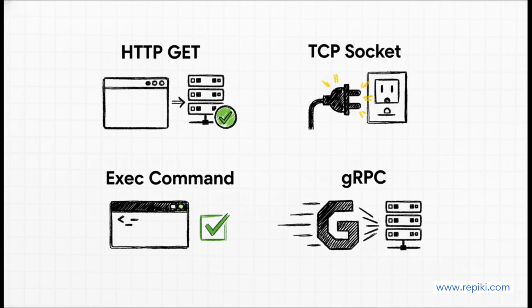A TCP Socket check is even simpler. It literally just tries to open a connection on a port. Then you've got Exec, which lets you run any command you want inside the container. It's super powerful, but can be a bit heavy. And for more modern apps, there's a native, highly efficient gRPC check.